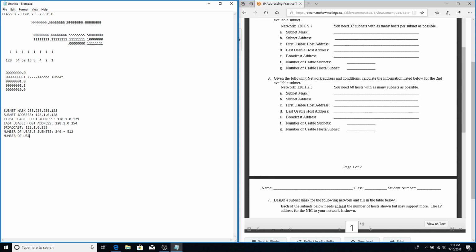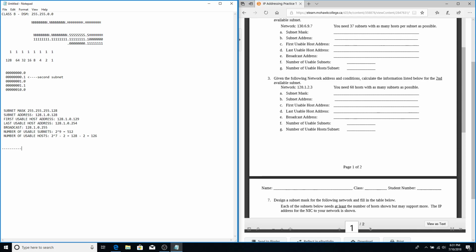Number of usable hosts, well, we figured this one out too. There's 7 of them. So we're going to say 2 to the power of 7, but we're going to take away 2. So it was 128, but we're taking away 2, which equals 126. And that's it. That's how you do the third type of question. So hopefully it's not too bad. I know that I probably explained more than you needed, but hopefully you understand how to do this.